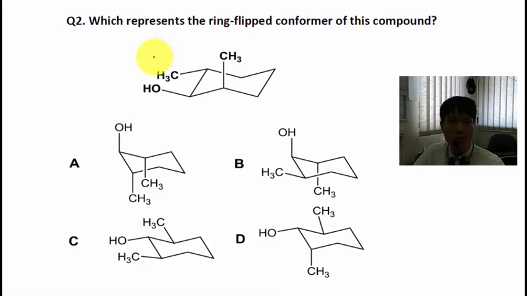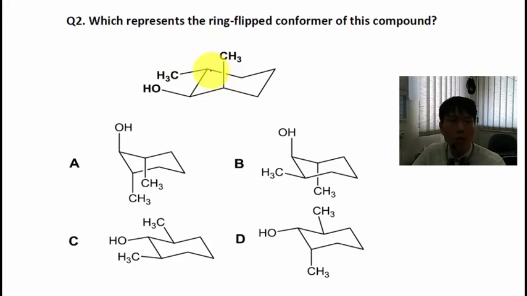Question 2. Which represents the ring flip conformer of this compound? To answer MCQ, there's a strategy because you're restricted by the 4 options given to you, or sometimes even 5 or 8 or 10. It doesn't matter, so we just use guess and check. Maybe it's faster for some questions. I hope you can learn from me if you like to.